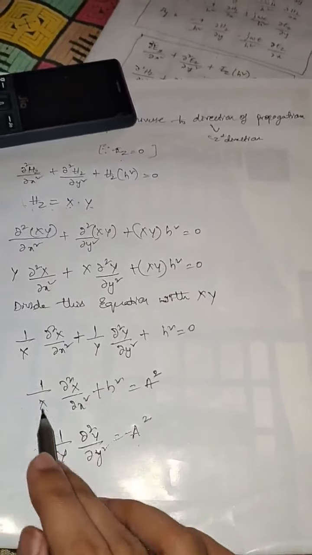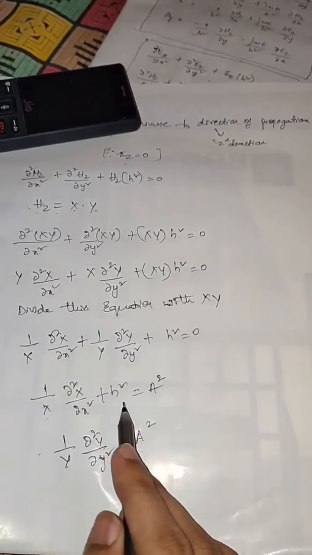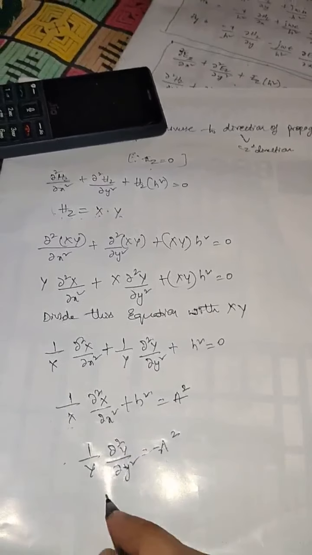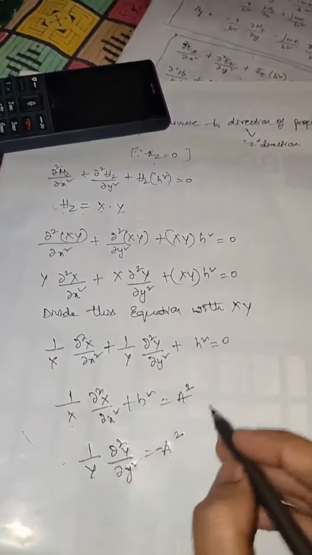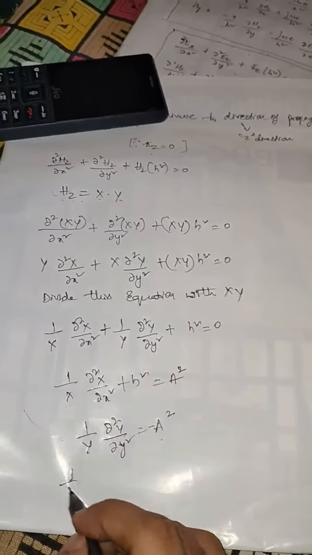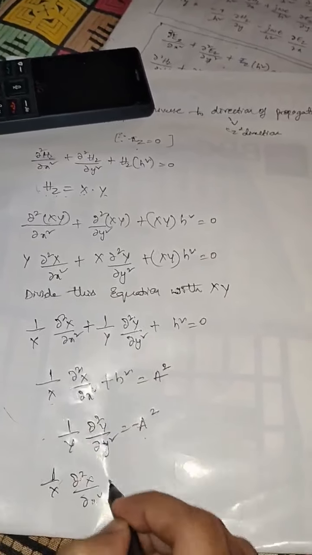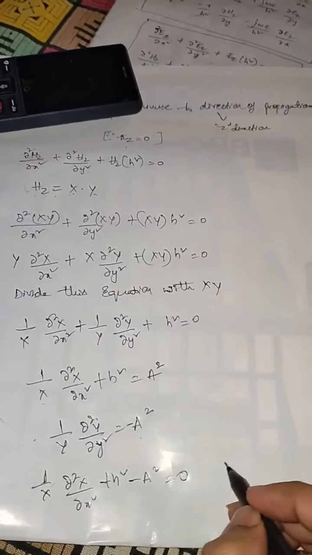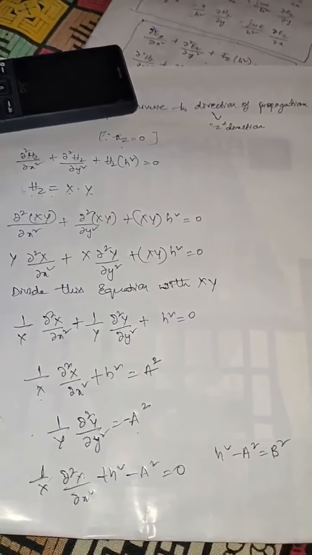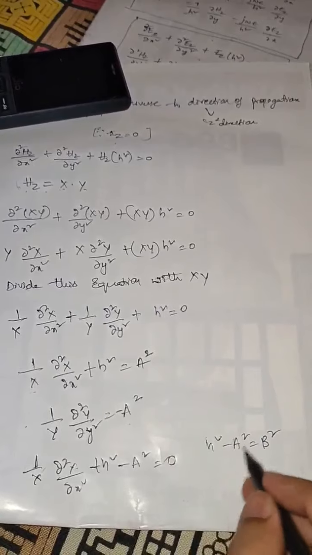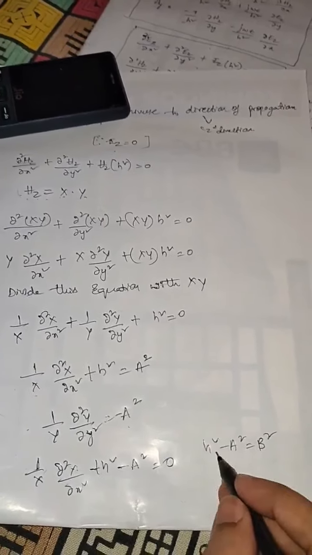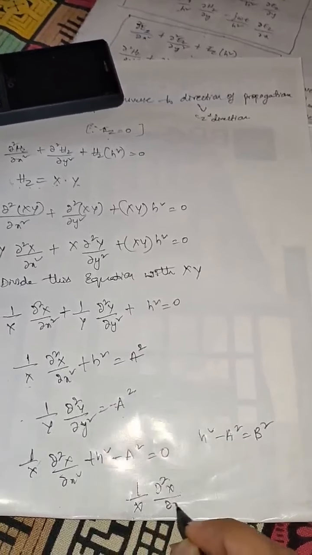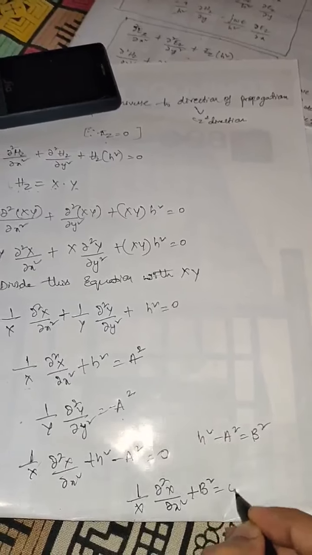So we are taking that 1 by X dou square X by dou x square plus h square is equal to a square, and 1 by Y dou square Y by dou y square is equal to minus a square. Now I'll take the first equation: dou square X by dou x square plus h square minus a square is equal to 0. This can be written in terms of b square: h square minus a square is nothing but b square. That is a constant, because h is constant and a is also constant, so their difference is another constant, b square, and the equation is equal to 0.